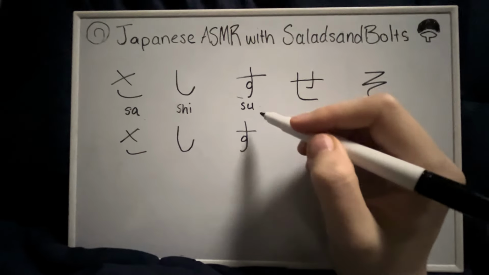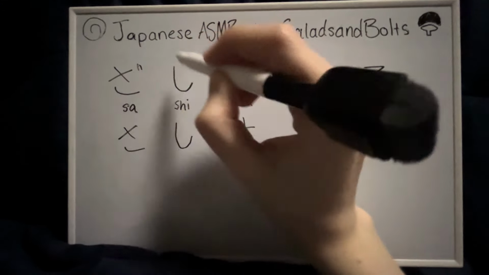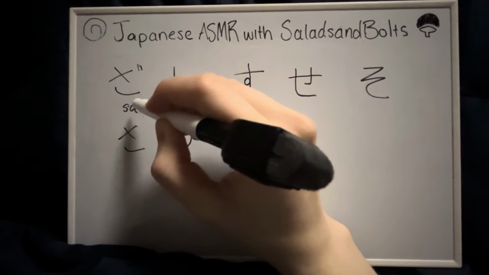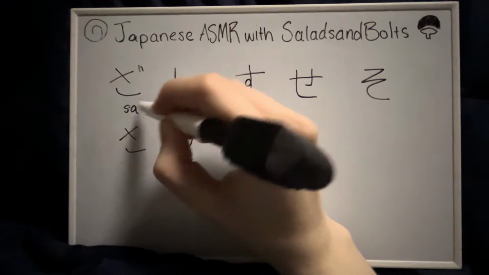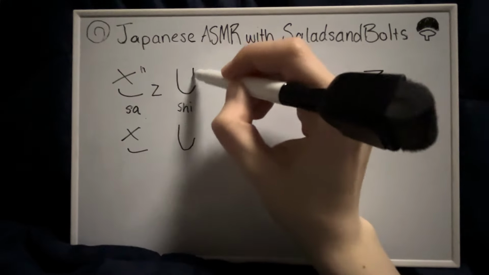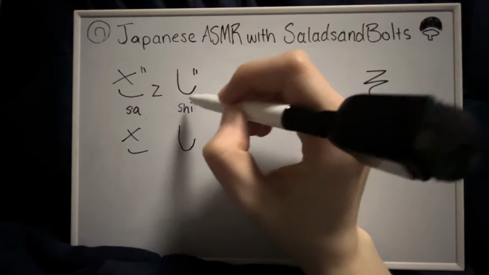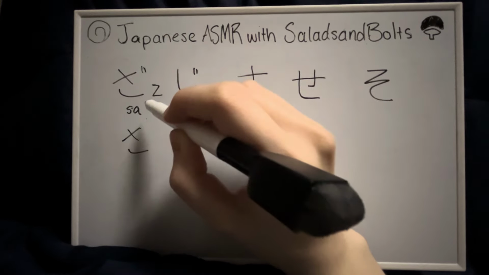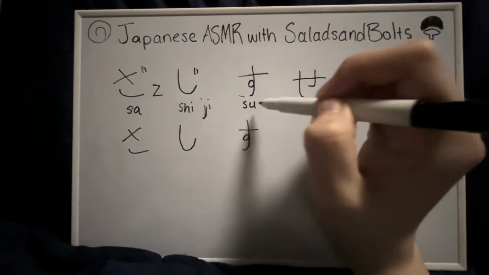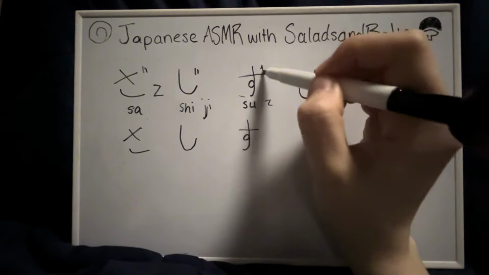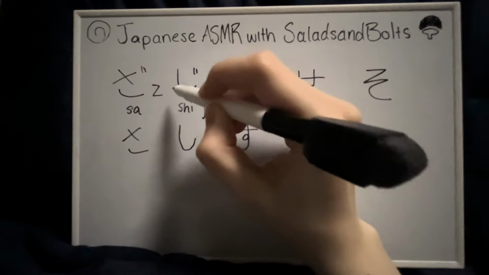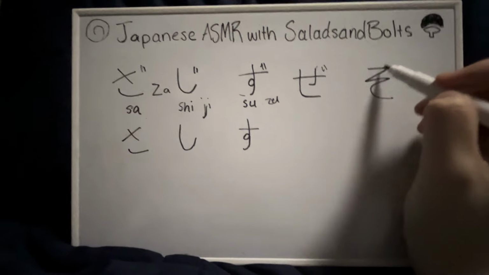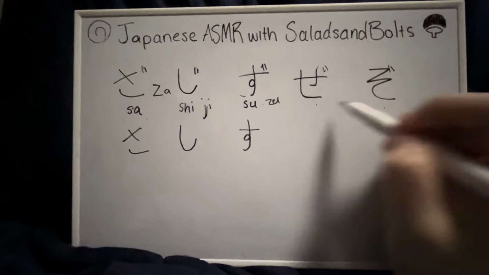So you know how last time we added this and the K turned into a G. This, if you added the S, turns into a Z, except for this one turns into a J actually. So za, ji, zu, ze. So these two you'll see at the end of a sentence a lot.